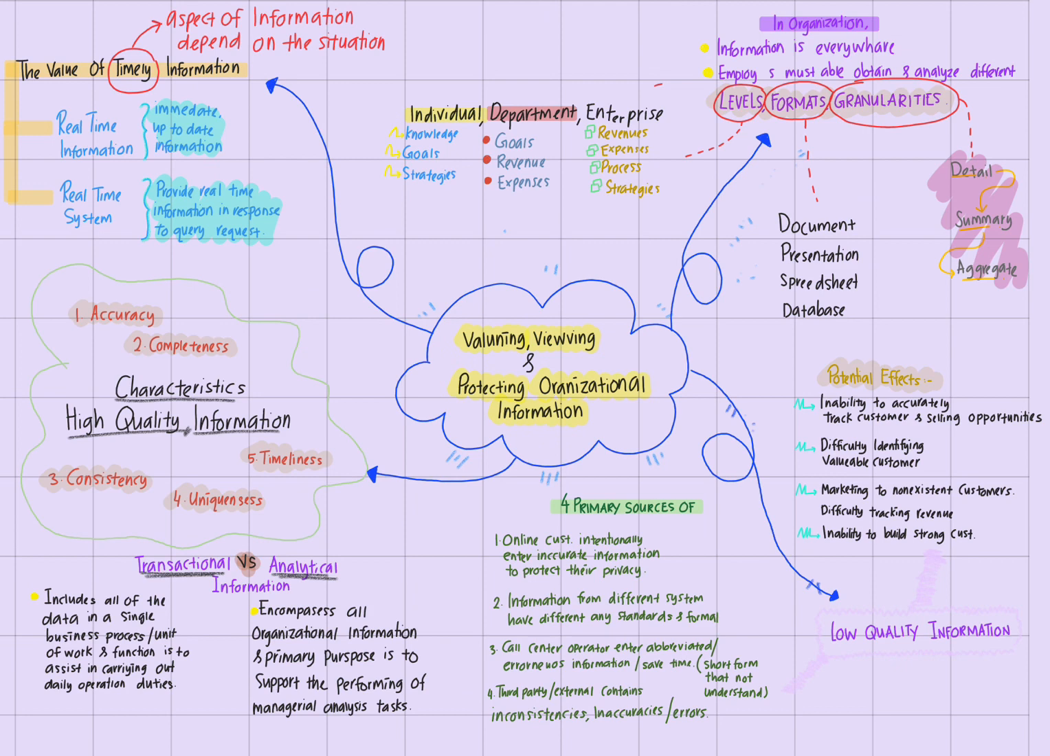The four primary sources of low quality information include number one, online customers intentionally enter the incorrect information to protect their privacy. Number two is information from different systems have different entry standard and format. Number three, customers call their central operation and enter the abbreviated or erroneous information by accident or to save time. And number four is third party and external information contains inconsistencies, inaccuracies and error.